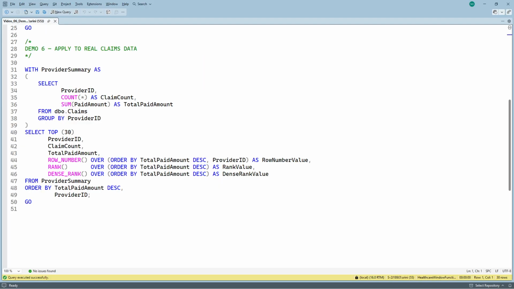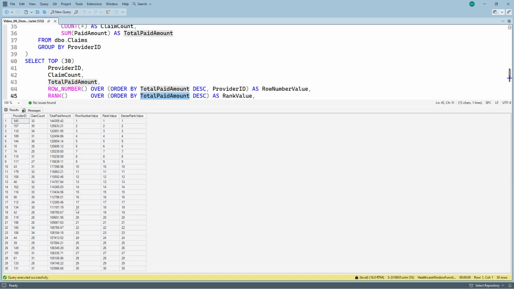Now let's move from the tiny teaching data set to the real claims table. We summarize claims by provider ID. We calculate claim count and total paid amount. Then we rank providers by total paid amount. Depending on the data, there may or may not be natural ties. That's normal. The important part is that the same ranking functions work on the real provider summary.